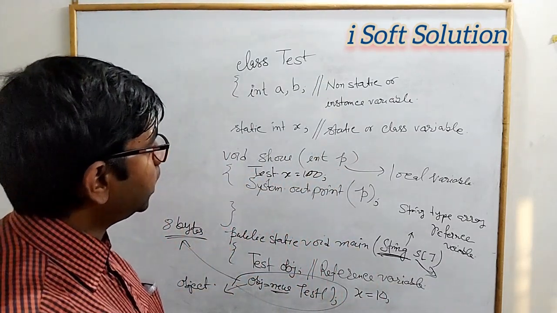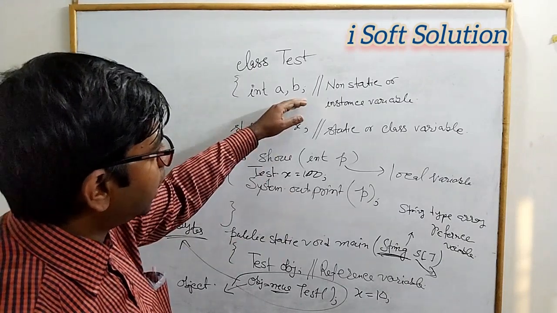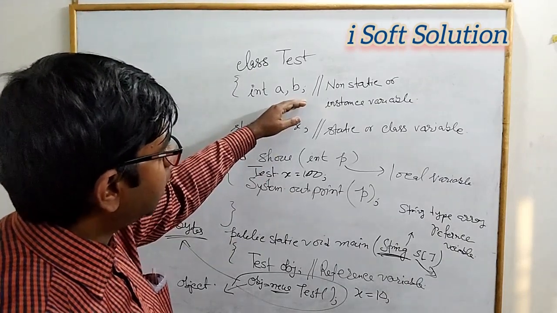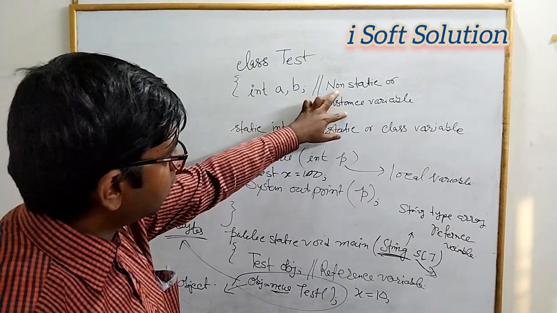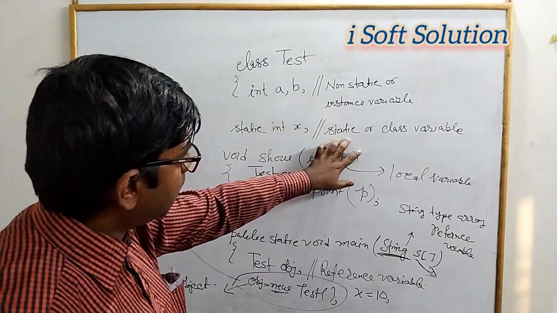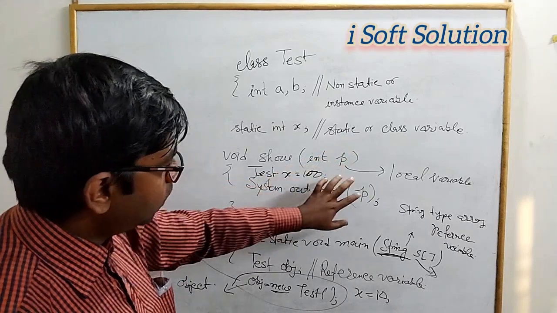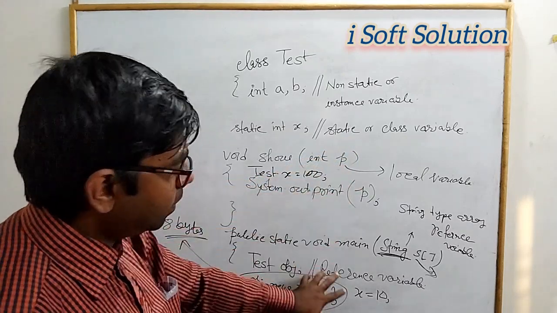So we get the idea about all the different types of variables in Java, and these are non-static or instance variable, static or class variable, local variable, and reference variable.